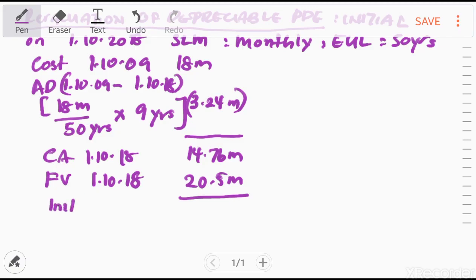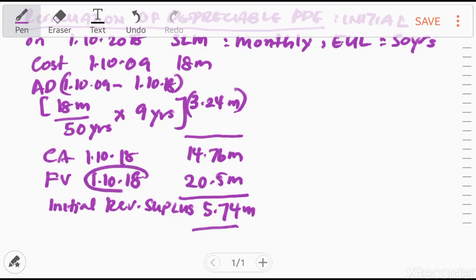So this is the initial revaluation surplus, 5.74 million. The revaluation happened on this date, right? So it means that the fair value given is at the beginning of the year.